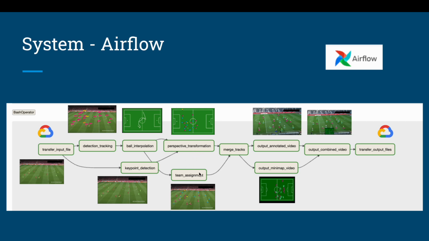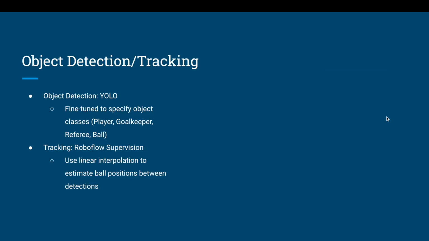or team assignment. So after all these tasks are finished, it will merge all the intermediate tracking files and use that file to analyze the pitch and the players and output an annotated video and a minimap video. And after that, it will combine the 2 videos into another combined video output. And then it will transfer all these output files back to the Google bucket so the user can download it.